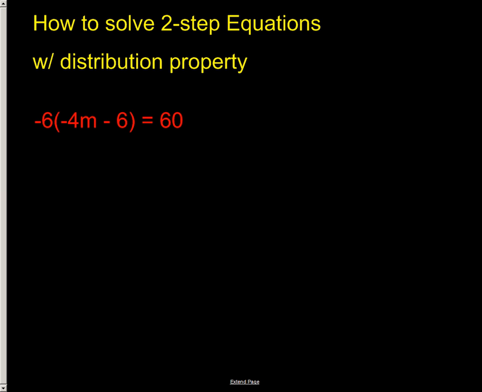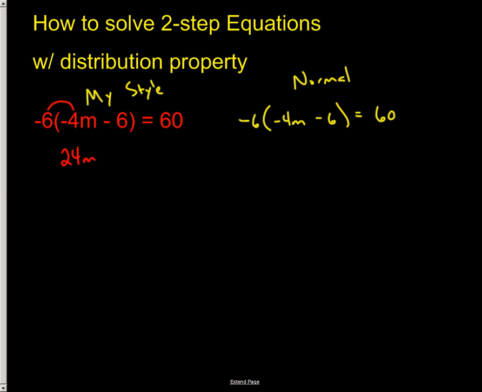Let's take a look at why my distribution style is different than a lot of other math teachers. Here's my style right here. Here's, I guess you call it, the normal style. Negative 6 times negative 4 is positive 24m. And then negative times negative is positive. That'd be 36.